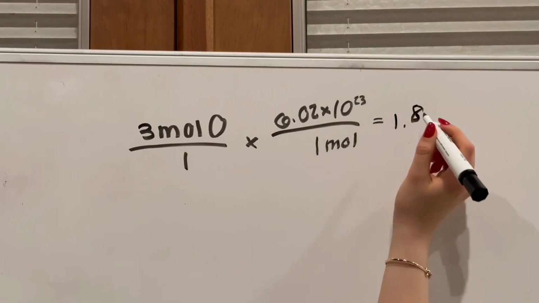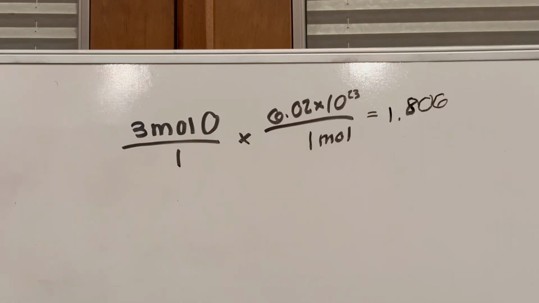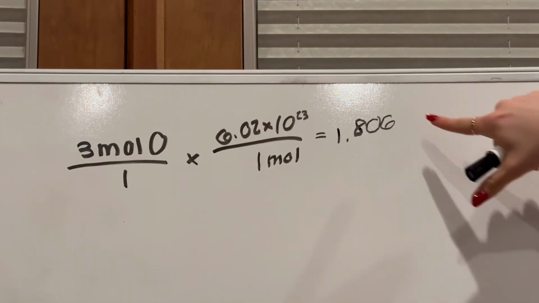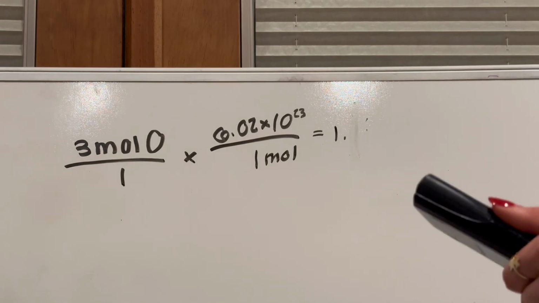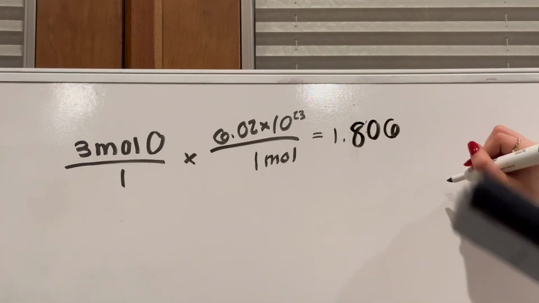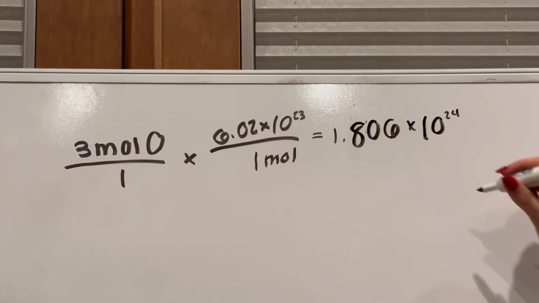You place your 3 moles of oxygen over 1. Like we said earlier, 1 mole is equal to 6.02 times 10 to the 23rd. So you place that over 1 and then you multiply.